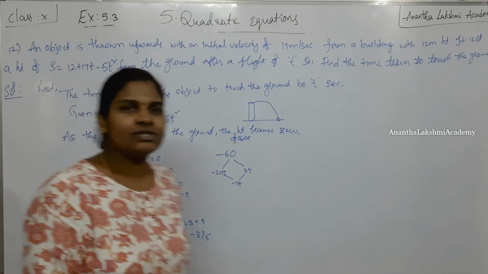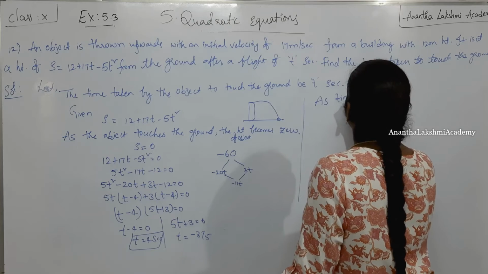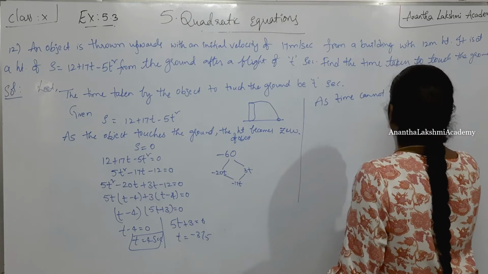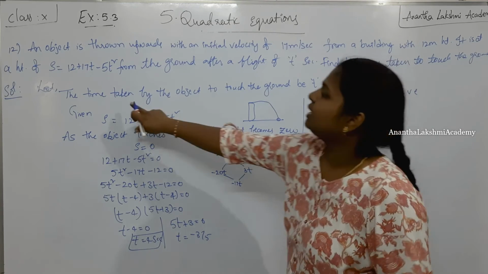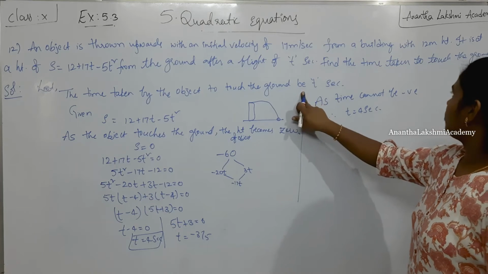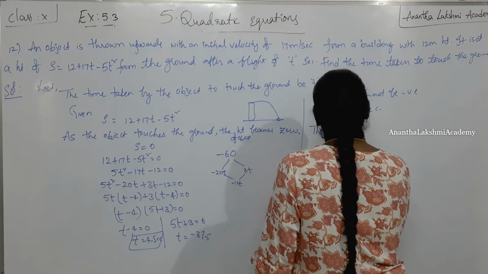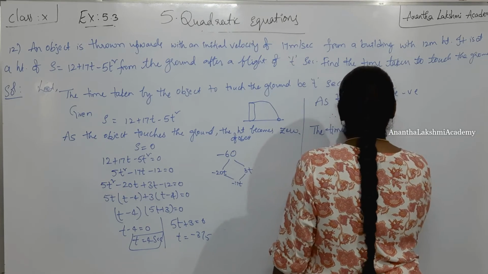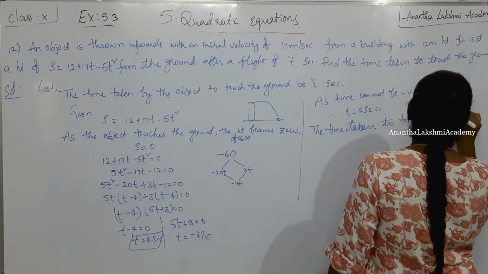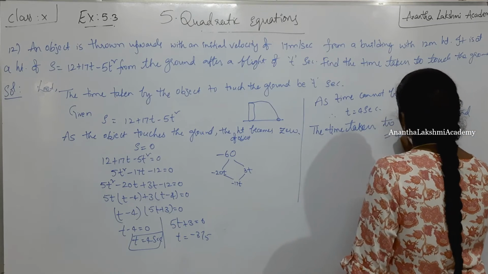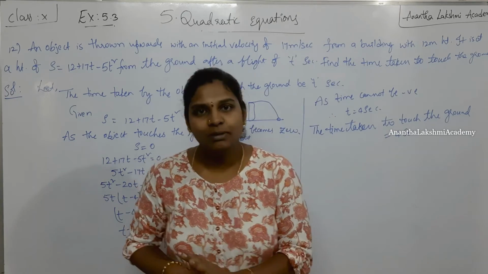Alright, now we have a positive value and a negative value. As time cannot be negative, therefore t is equal to 4 seconds. That is nothing but the time taken by the object to touch the ground. Find the time taken to touch the ground: the time taken to touch the ground is equal to 4 seconds. Alright, that is about problem number 12. Let's jump into the last problem of the exercise.